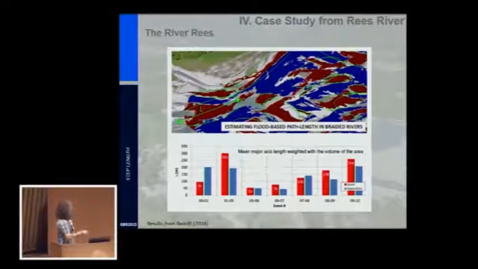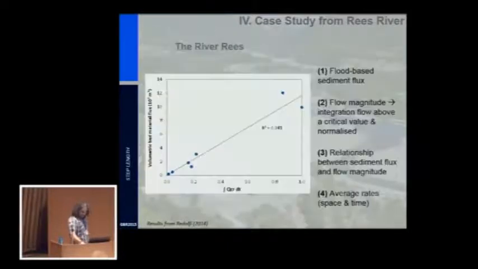So here are some results of the 10 different floods that I explained before, with the mean major axis length of these ellipses. Then we can start looking at the relationship between this data and any signal of flow magnitude. In this case, these are just preliminary results. It's an integration of the flow above a critical value, the same critical value as in the first example that I showed you. And then we have this relationship between flow strength, flow magnitude, and volumetric sediment flux.